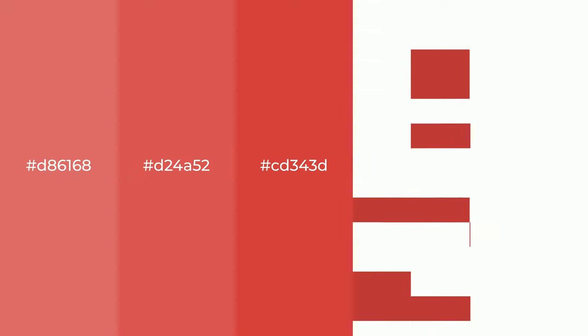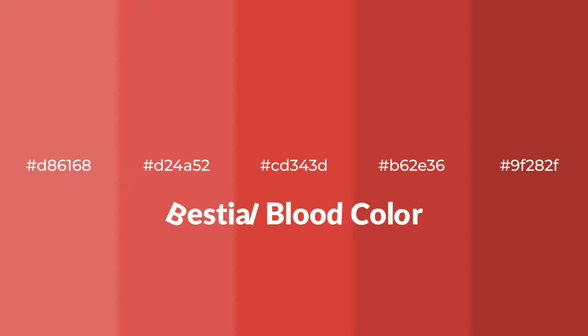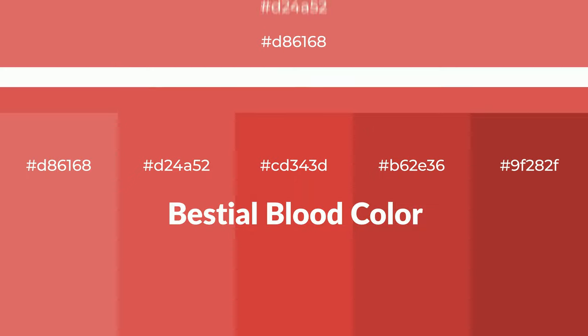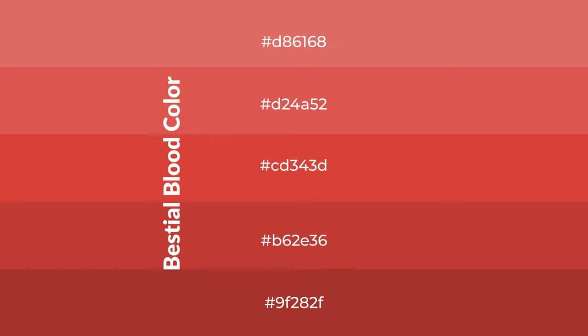Warm shades of bestial blood color with red hue for your next project. To generate tints of a color, we add white to the color. And tints create light and exquisite emotions. To generate shades of a color, we add black to the color, and it is used in patterns, 3D effects. Layers and shades create depth and drama.